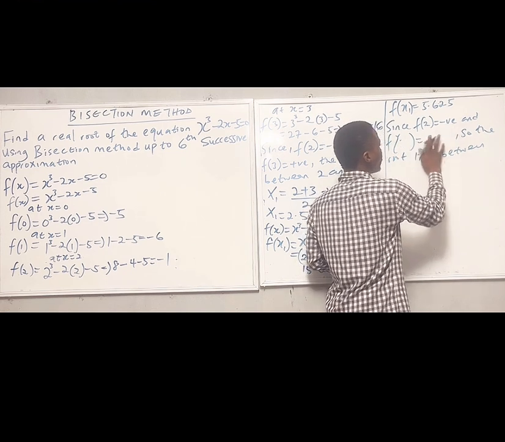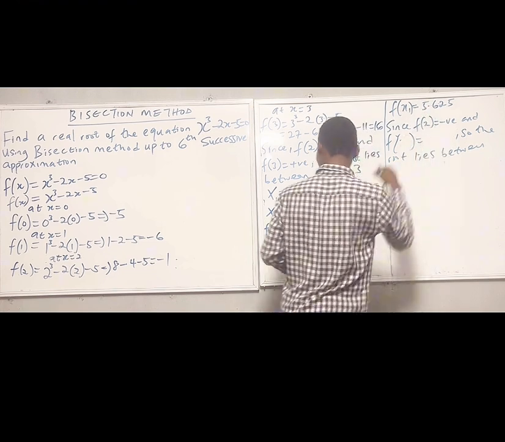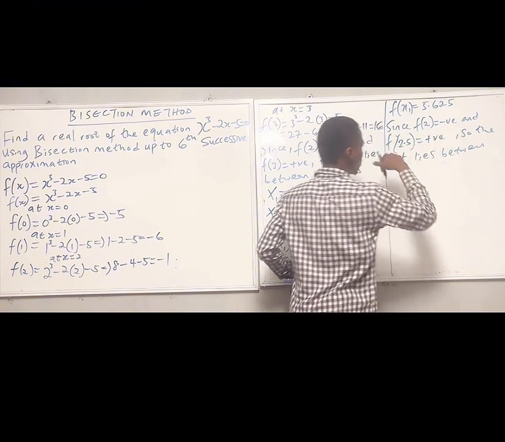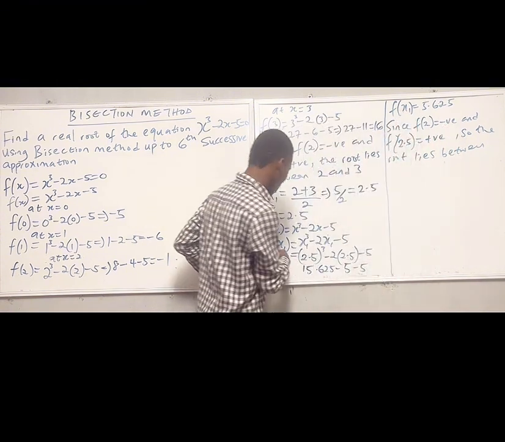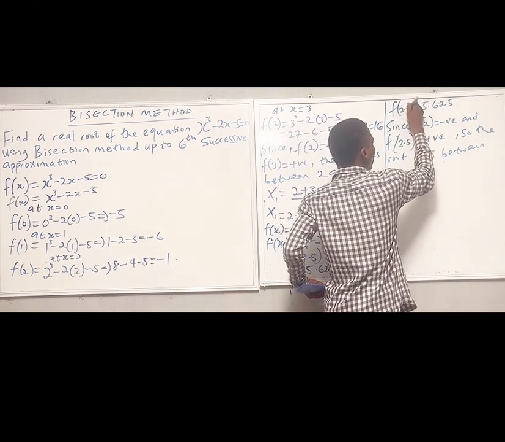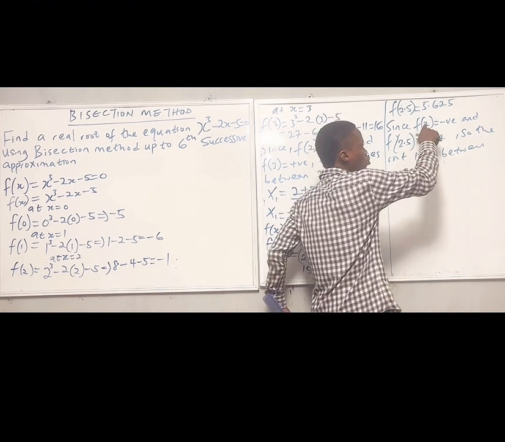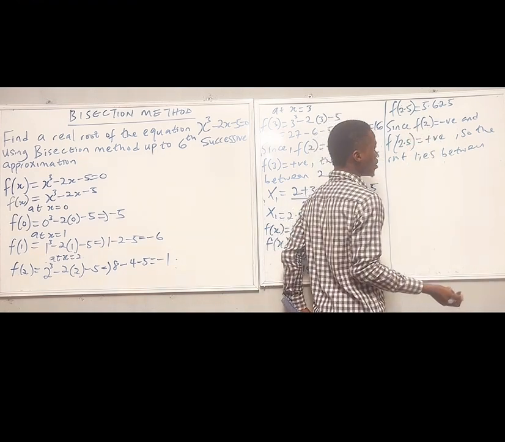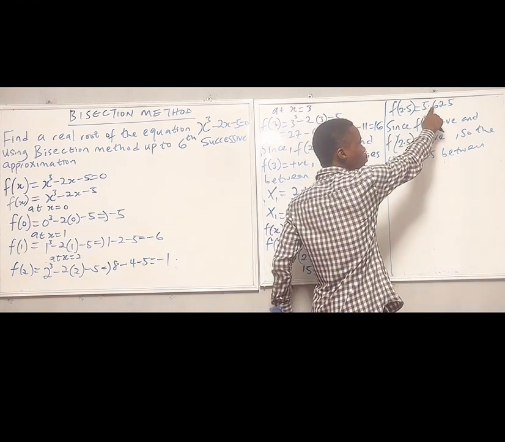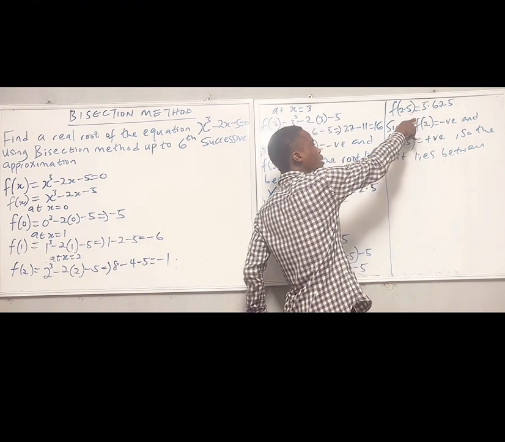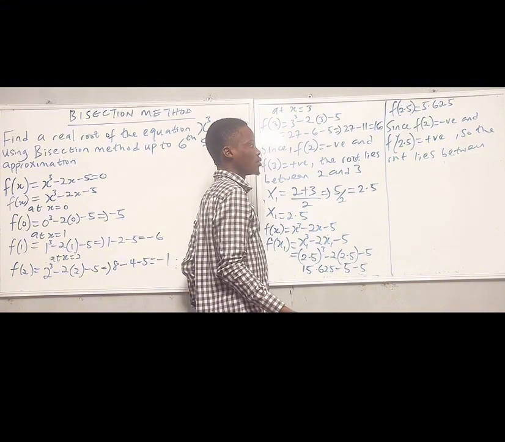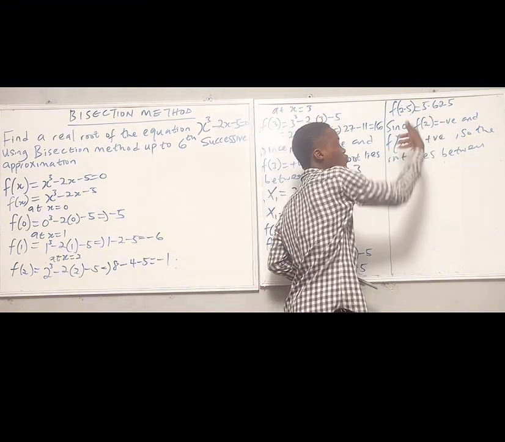So I can write like this, f of x1, that is x1 equal to 2.5, is positive, because when I substitute 2.5 into that function, I have this. So I'm going to consider positive and negative. This is positive here, and my last negative is f of 2.